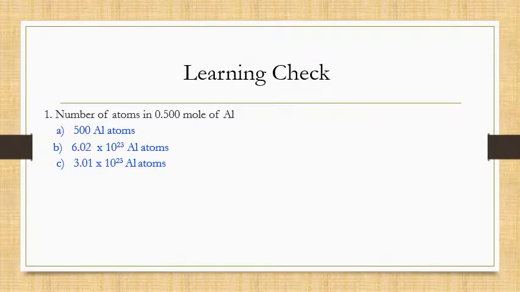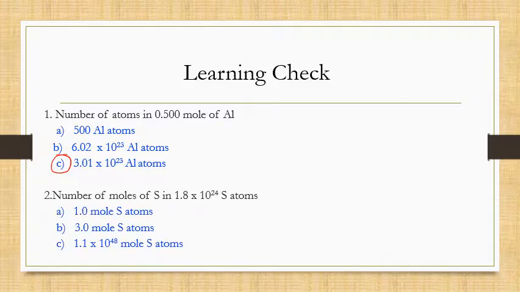So let's have a learning check. What is the number of atoms in 0.5 moles of aluminium? Okay, so pause the video now and see what you come up with. Okay, so 1 mole of aluminium is going to contain 6.02 times 10 to the 23 aluminium atoms, so half a mole will be 3.01 times 10 to the 23 aluminium atoms.